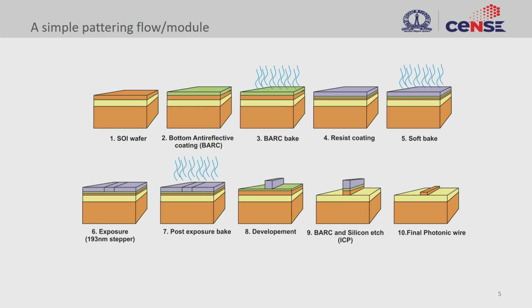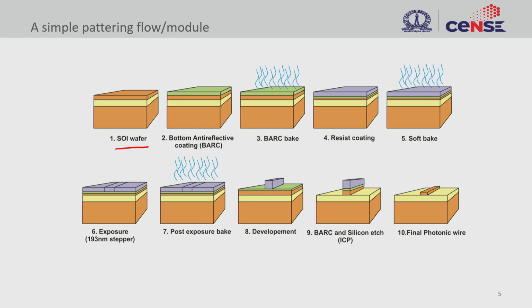So in order to visualize, normally a process engineer would make a flow cartoon like this. So you start with a silicon on insulator wafer. The first thing that you do is you coat the layer with bottom anti-reflective coating, and then you bake the bottom anti-reflective coating, and then you do a resist coating, in this case photoresist coating, and then after that you do a soft bake, right? This is pre-exposure bake. And then you go for exposure, and this is the step where we illuminate the required structure, right, the required design onto the photoresist.